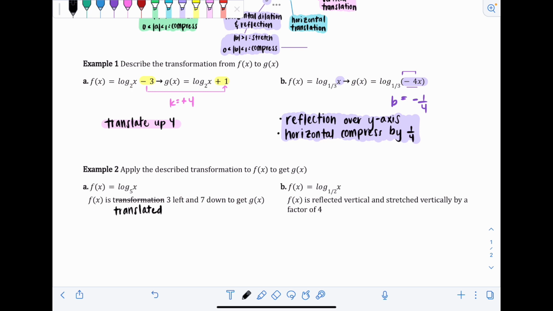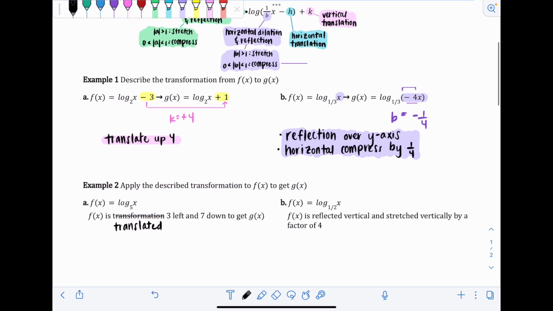So if we're going 3 left, that's going to be our horizontal translation. And then 7 down is our vertical translation. So this would be h equals -3, since left would be negative as far as left or right. And then if we're going 7 down, that would be k equals -7. Okay, so for this problem, we just have translations, meaning we just have an h and a k. We don't have to deal with a and b.